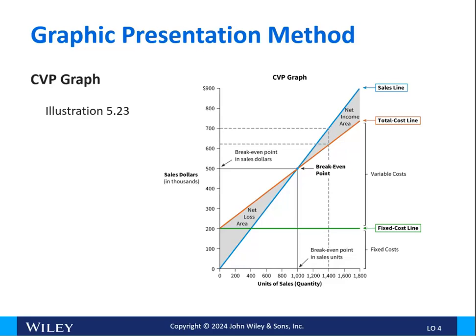And here it is using a graph. You can see our break-even point is where our sales and our total costs intersect. And where that point is, it's 1,000 units of activity or units of sales, and then it's $500,000 of sales dollars is our break-even point in sales dollars.